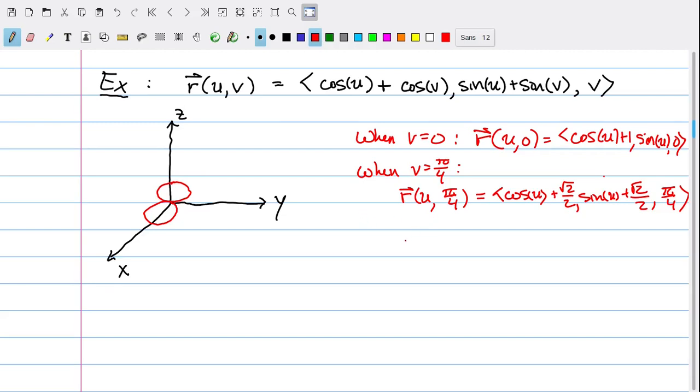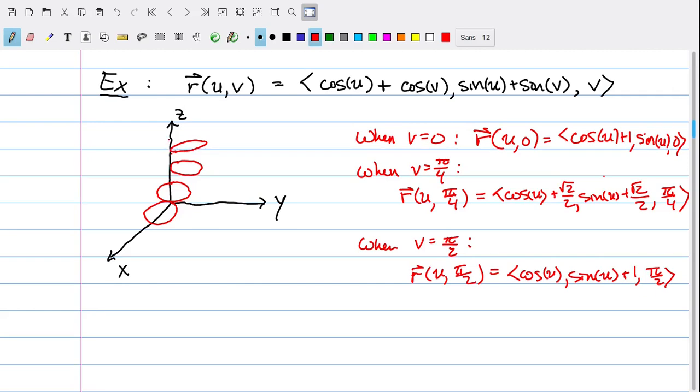And then similarly, I can do when v is equal to pi over 2. And in this case, I get r of u, pi over 2 equal to cosine u, sine u plus 1, pi over 2, which is going to be a circle which is centered at the point (0, 1, pi over 2) in the flat plane z equals pi over 2. So it's a circle up here. And continuing on this way, we end up with a lot more circles, which are following a pattern of rotating around the z-axis.